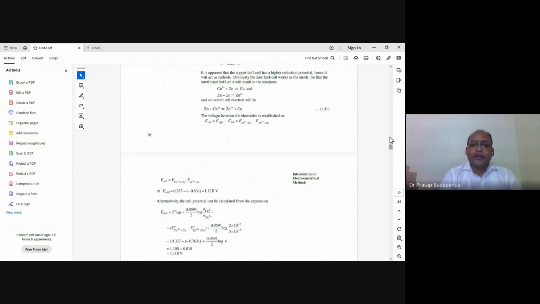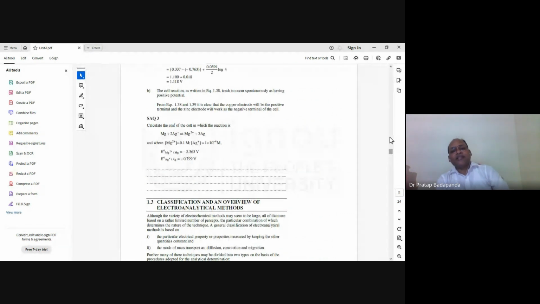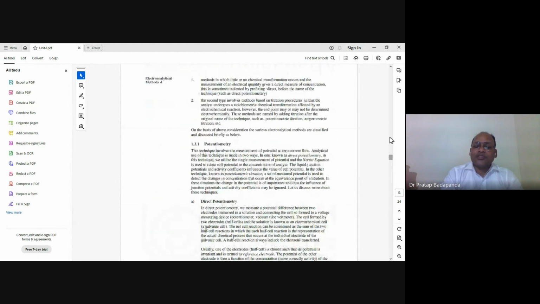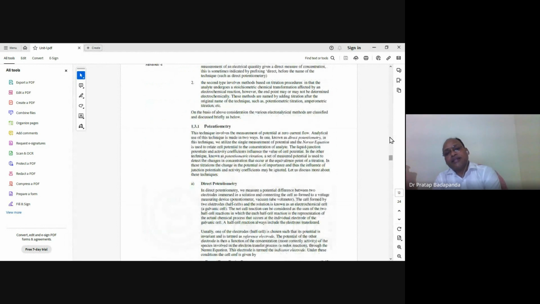Now this is the part on cell potential and all those things. Now we'll come to the classification and overview of electroanalytical methods. So this is the basic thing, already you have been taught in so many areas. Now we'll go to the MCH-1. We have discussed potentiometry. So we'll go to potentiometry, and the technique involves the measurement of a potential at zero current flow.